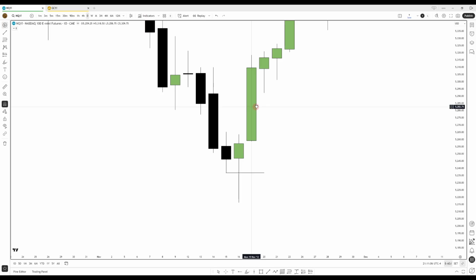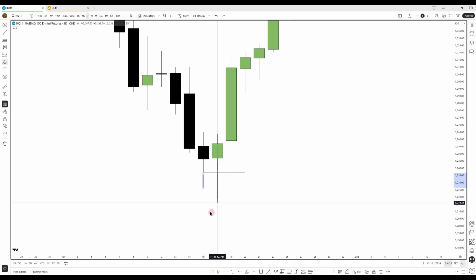So we have candle 1 here. 1. We have candle 2 here. 2. We have candle 3 here. 3. Yeah? So this is a swing point.